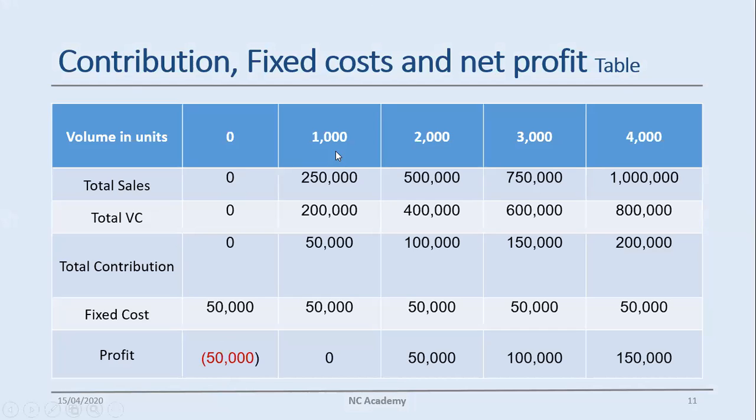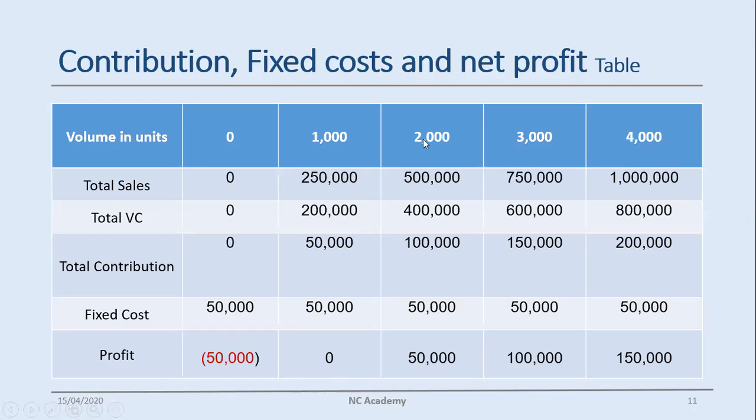So let's say you are producing 1,000 now. Your sales price per unit is 250, so you can make 250,000 sales revenue, but you have a variable cost of 200 per unit. For 1,000, it is 200,000. So you will end up with 50,000 total contribution, and your fixed cost is 50,000. So you don't get anything, your profit is 0.